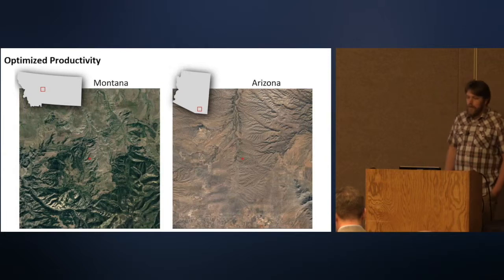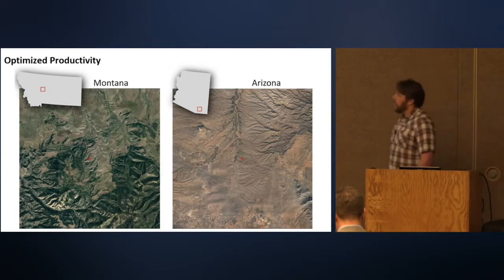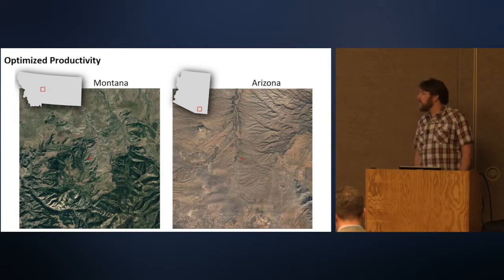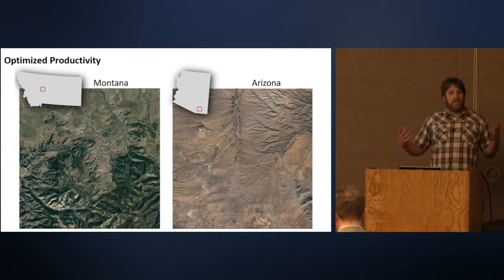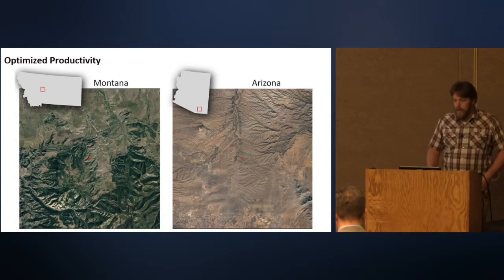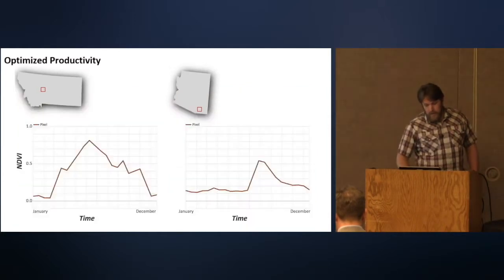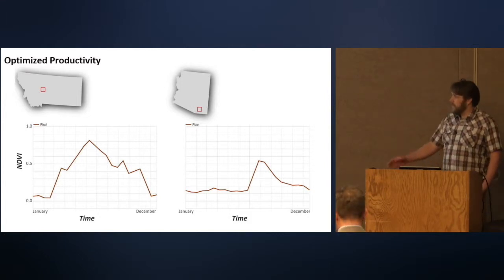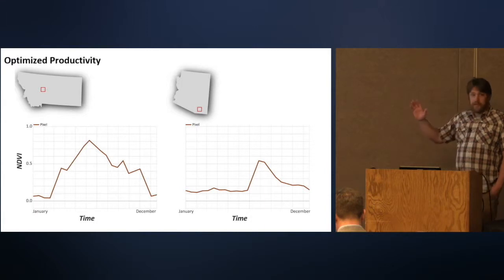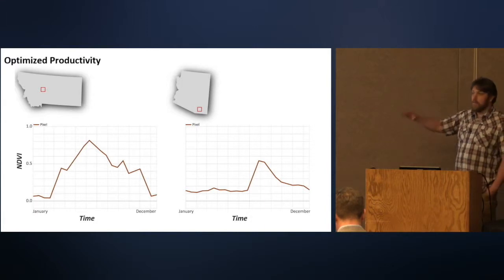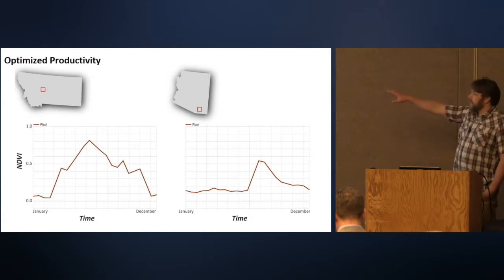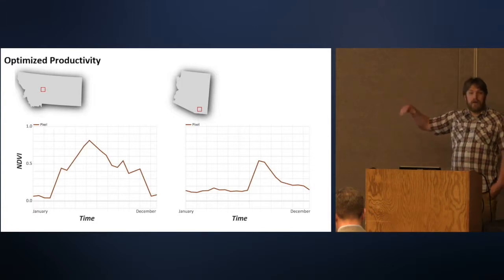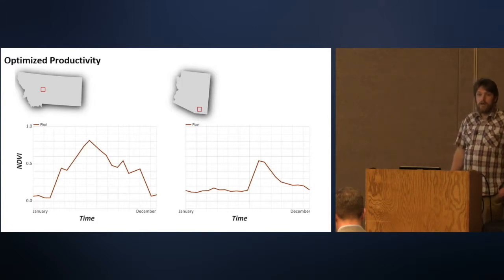So just to give you an example of how this works, if we look at two points, one in central Montana and one in southern Arizona, two points with very different phenological characteristics, and we build these underlying NDVI profiles, that's the pixel level profile for each of them, makes sense. Montana is largely spring and winter precipitation driven, and southern Arizona is largely driven by late summer, early fall monsoons.